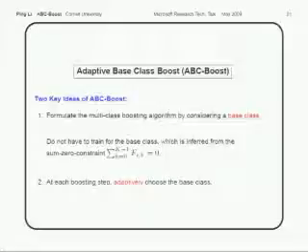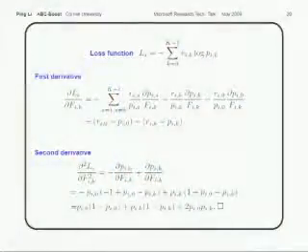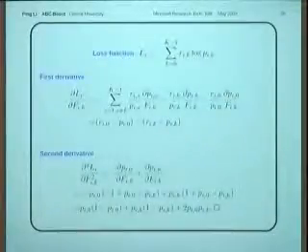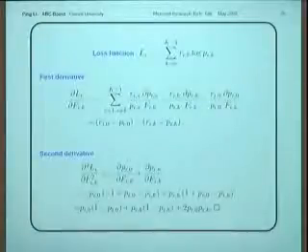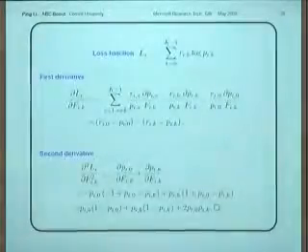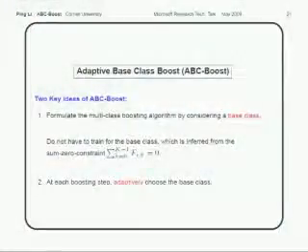So now the next question is which reference class or base class to use? We know that those are the true derivatives, except the only trouble is that we need to choose one particular base class. So which class to choose? This leads to the idea of adaptive base class boost. The two key ideas are that we can formulate the multi-class boosting algorithm by considering a base class, and we do not have to worry about training for the base class because of the sum to zero constraint. And at each boosting step, we adaptively choose the base class. Because we do boosting for many steps anyway, let's choose that adaptively. That's why I call it adaptive base class boost.